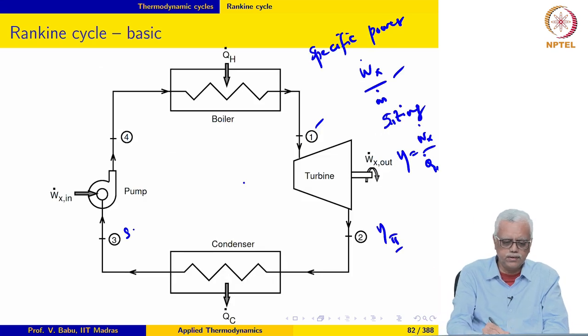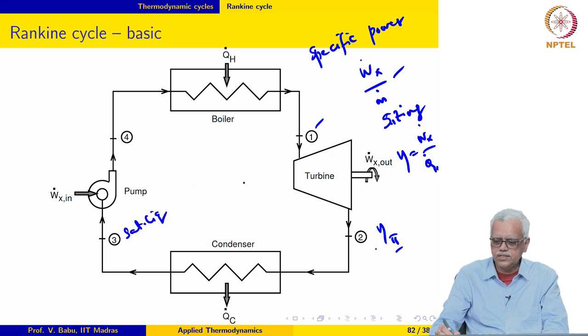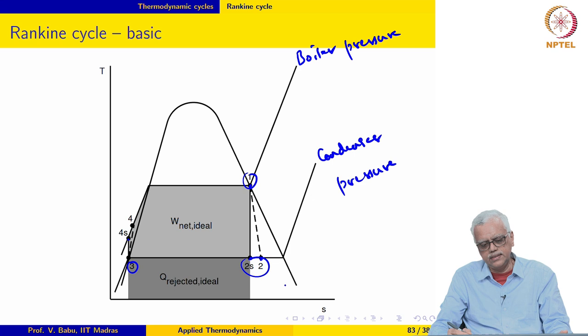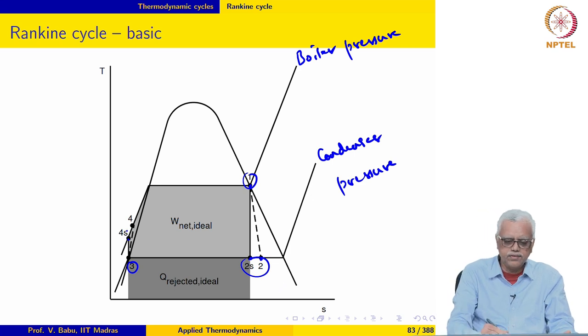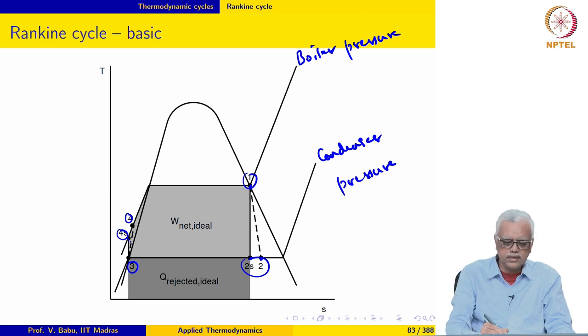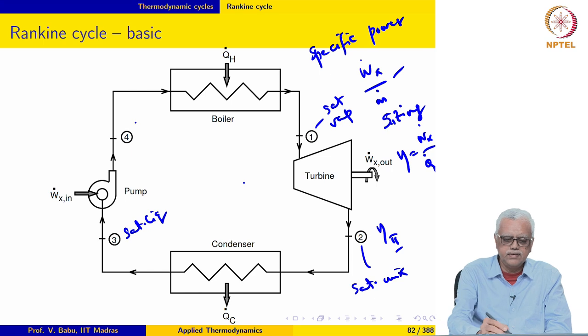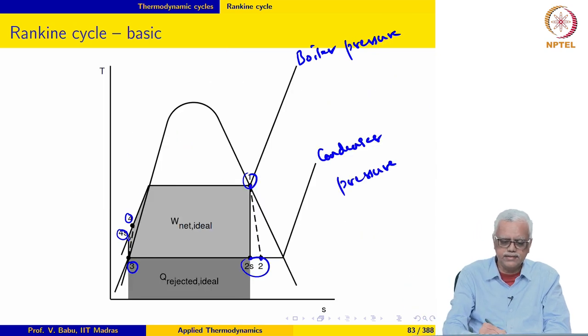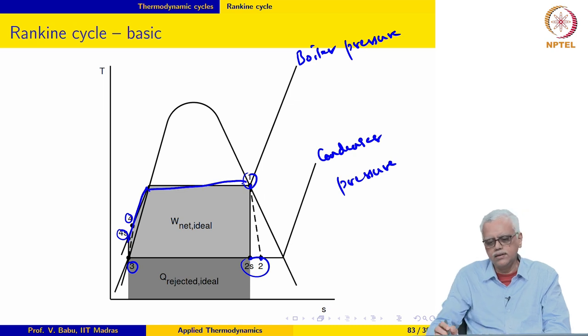So, this is saturated liquid, and state 2, as we discussed, is a saturated mixture. This one, in the case of a basic cycle, is saturated vapor. The saturated liquid is pumped to the boiler pressure. Again, if the pump is isentropic, we reach state 4S. Otherwise, we reach state 4 as a result of internal irreversibilities. So, the compressed liquid state. When the water enters the boiler, it is in a compressed liquid state. Heat is added at constant pressure until we reach state 1.